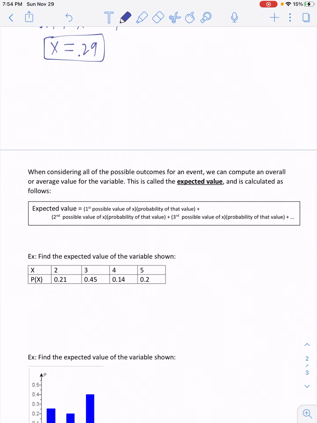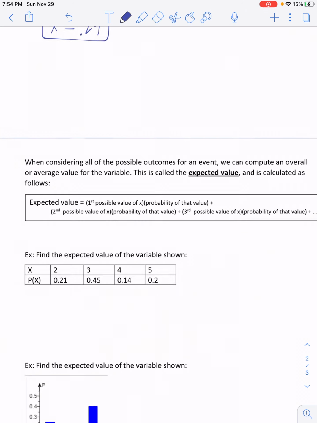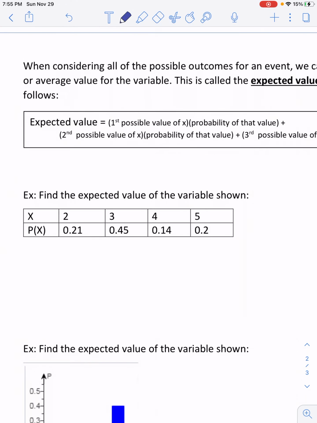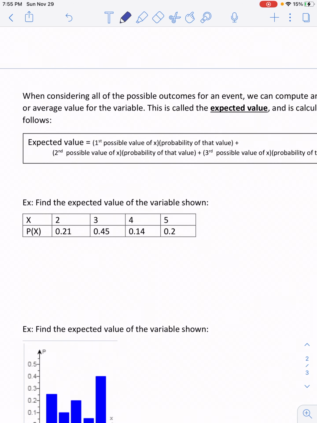All right, so when considering all of the possible outcomes for an event, we can compute an overall or average value for the variable. This is called the expected value, and is calculated, well, this is the official rule. So basically this is saying you're going to take this and multiply it by the probability. Plus, you're going to take this and multiply it by the probability. Plus, you're going to take this. So this is what that says.